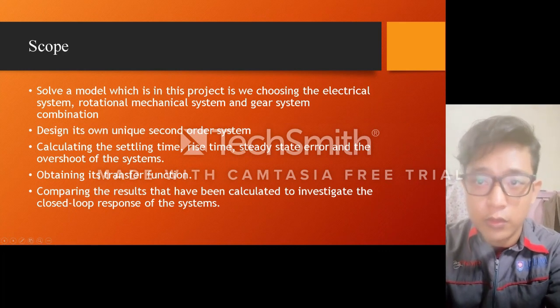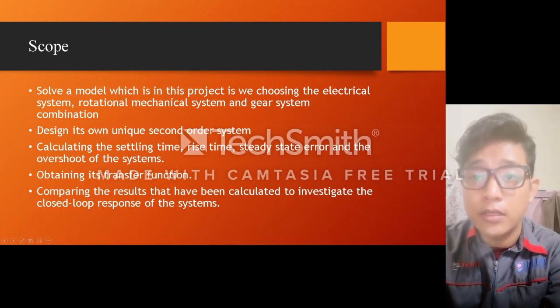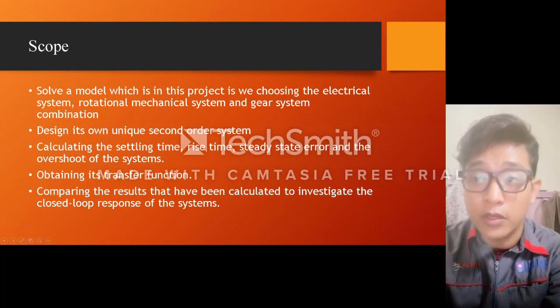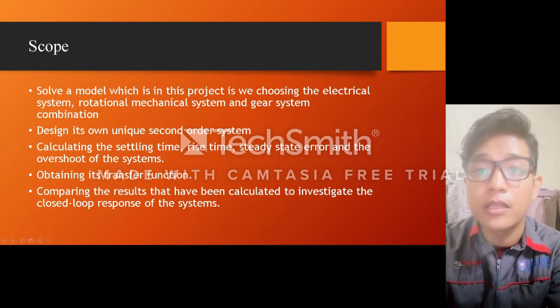We also need to solve this system by calculating the settling time, rise time, steady state error and the overshoot of the system. This system is assumed as a second order and derivation of mathematical model by using block diagram or Mason's rule and obtaining its transfer function. The scope of this project is also aimed at comparing the results that have been calculated to investigate the closed loop response for the system.